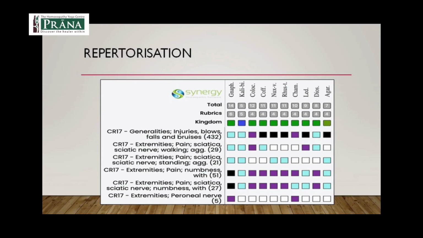So according to that: causative factor, then aggravating modalities, then sensation, and then organ affected. You can see Gnaphalium is the remedy which is covering all the rubrics. After that, Kali bichromicum is there, but its major action is on mucous membranes. Colocynth, Chamomilla and Coffea are also there. All these medicines have action on nerves, but we want a specific remedy acting on the peroneal nerve with these kinds of modalities. And Gnaphalium is covering all the rubrics.